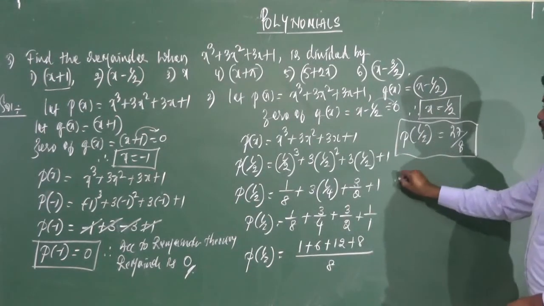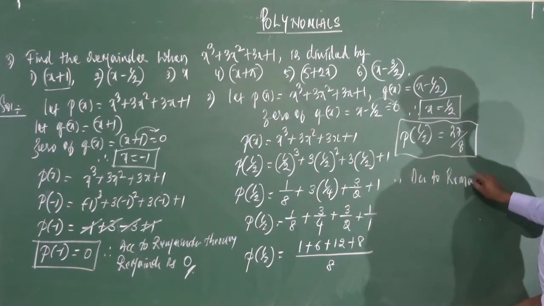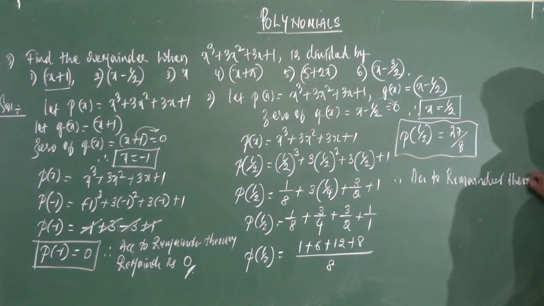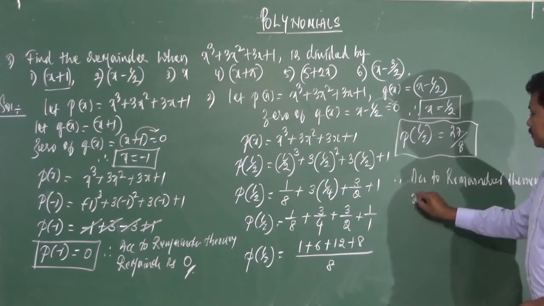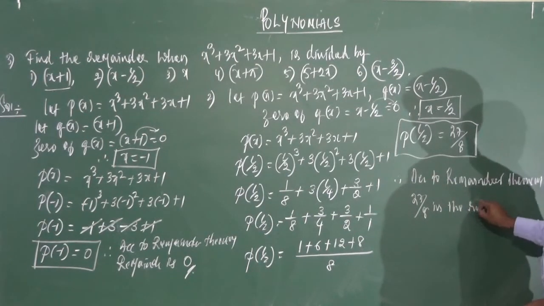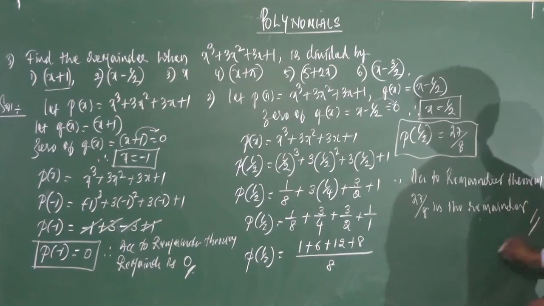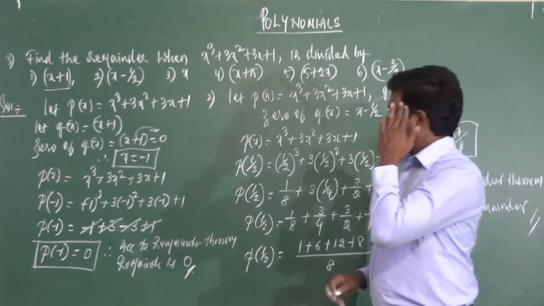So therefore, according to the remainder theorem, 27 by 8 is the remainder. Right, so both of these problems are for 2 marks. Now homework is there for you.